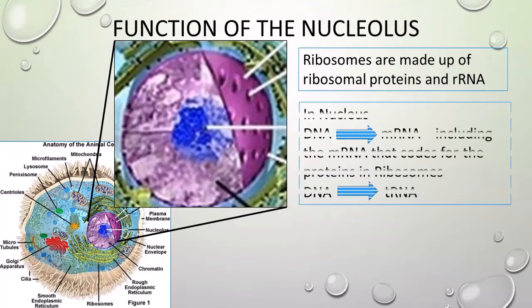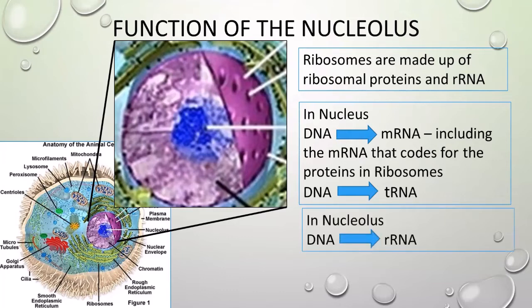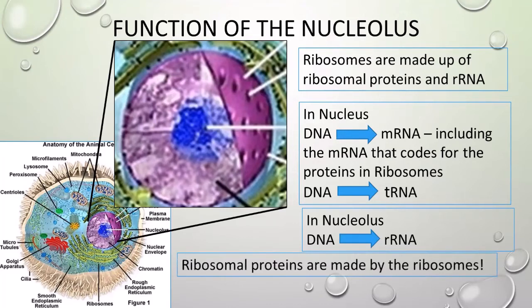And in the nucleus, there's DNA that codes for the messenger RNA, including the messenger RNA that codes for the proteins in ribosomes. And DNA also codes for the transfer RNAs. In the nucleolus, the DNA codes for the ribosomal RNAs. And what I find really incredible is that the ribosomal proteins are made by the ribosomes. So they need to have the ribosomes to make the proteins that make up the ribosomes.